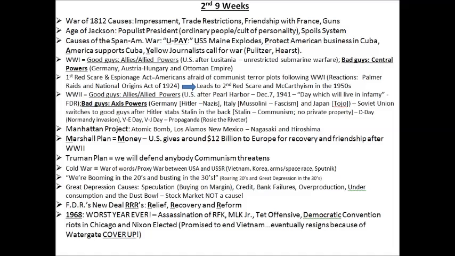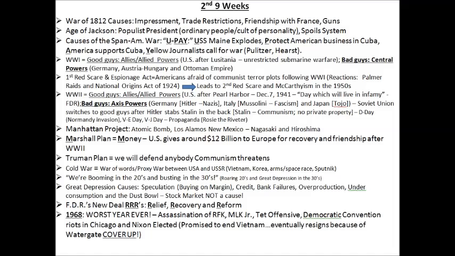And then 1968. Remember that 1968 is the worst year ever. A lot happens that year. We've got the assassination of Robert F. Kennedy. Remember, JFK, his brother, had been president and was assassinated in 1963. A few years later, he's running for president, and he gets assassinated.